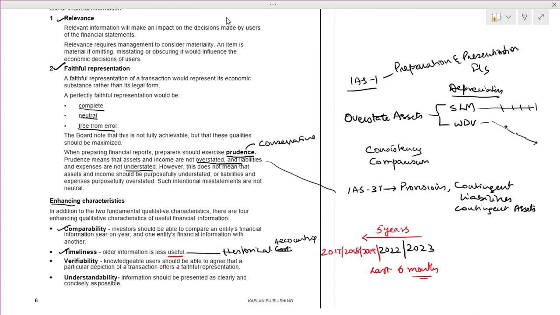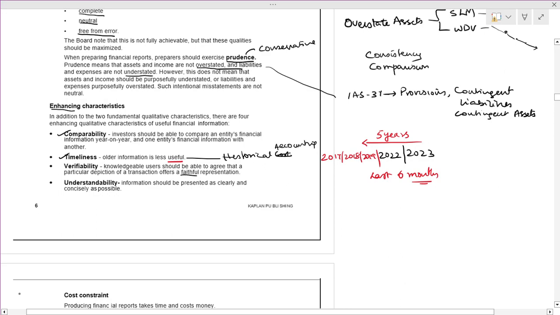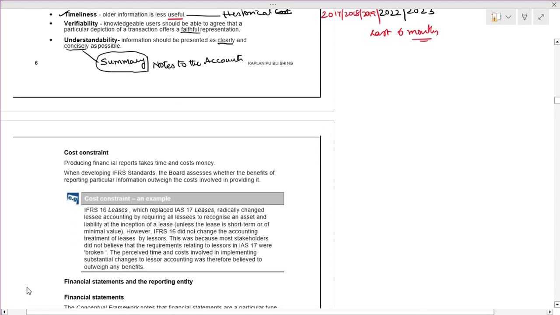Next, when we are talking about verifiability, that's very important. Without any evidence, we will not have any acceptance as such, and it should be understood very clearly and concisely. That is the reason we are giving a summary. We are supporting the financial statements with the notes to the accounts. Notes to accounts is nothing but a brief summary of what we have done. Fine. Now this is what it says.